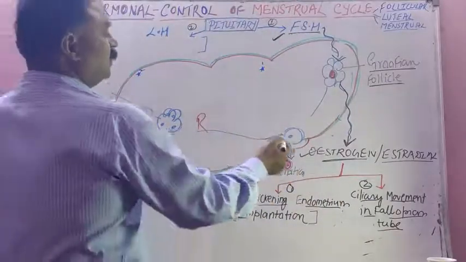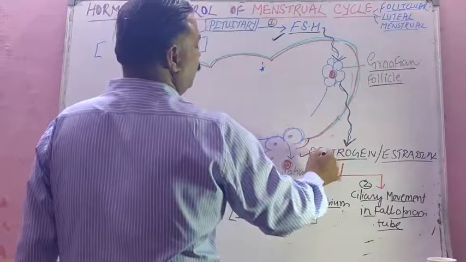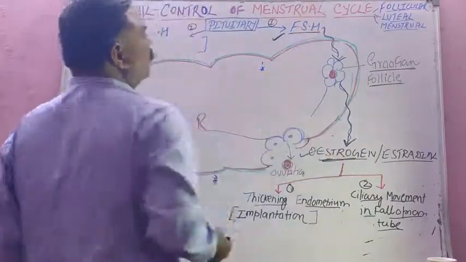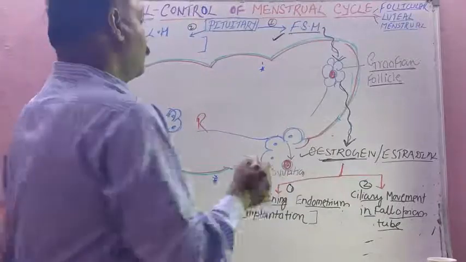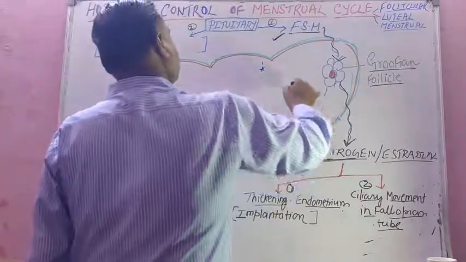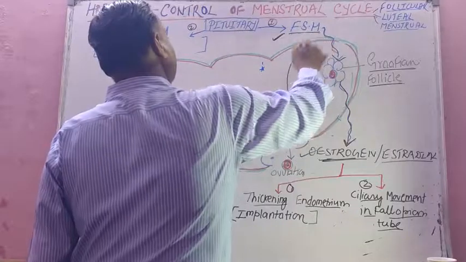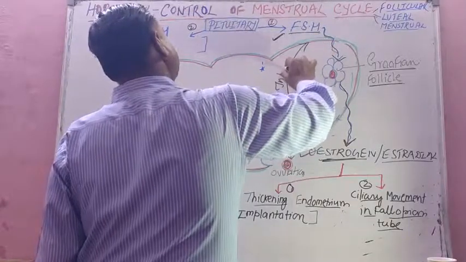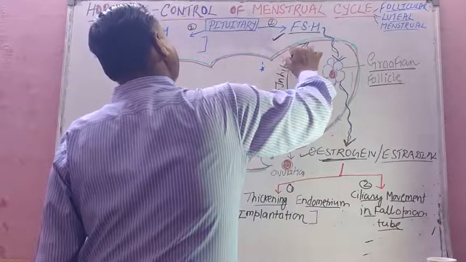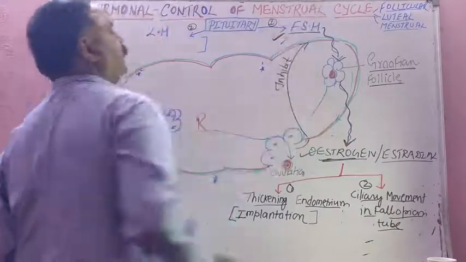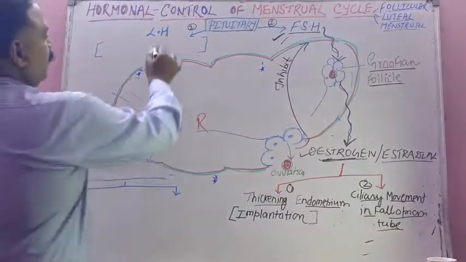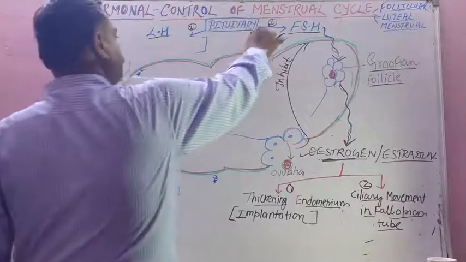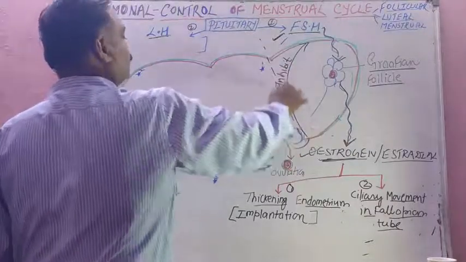Now here there is one feedback mechanism, the negative feedback mechanism. When the FSH concentration is high, estrogen takes this message to the pituitary gland and tells it to inhibit the secretion of follicle stimulating hormone. Now the function of LH, the luteinizing hormone, starts. This area is called the follicular phase.